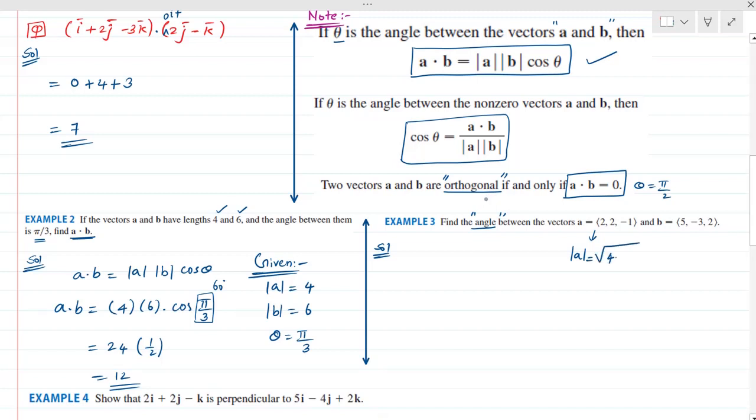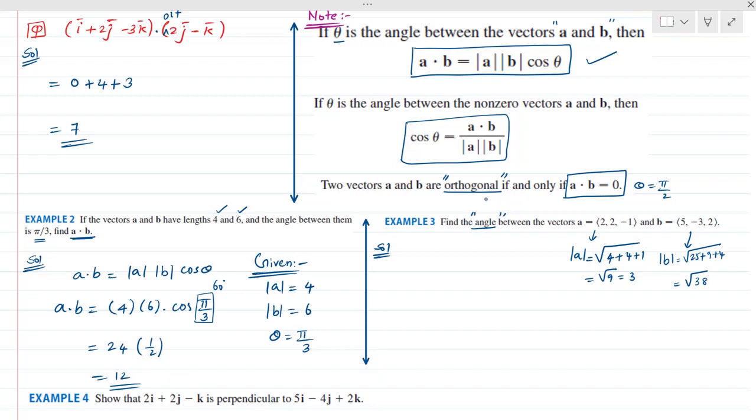Square root of 4 plus 4 plus 1, which is equal to root 9, which equals 3. Now what is the length of B? The length of B is equal to square root of 25 plus 9 plus 4, which equals 38. So it is square root of 38.